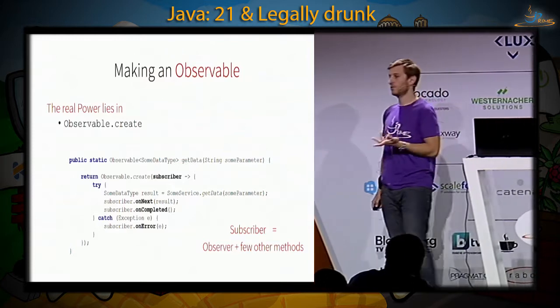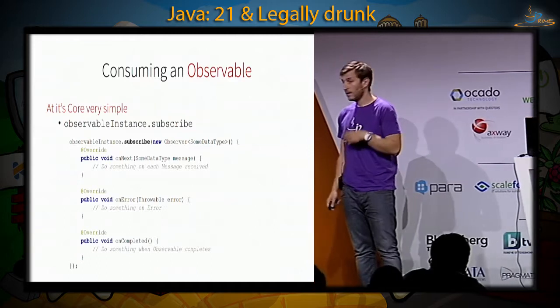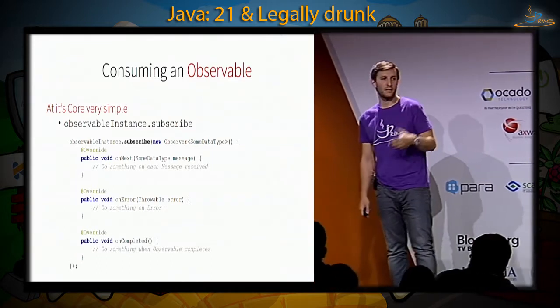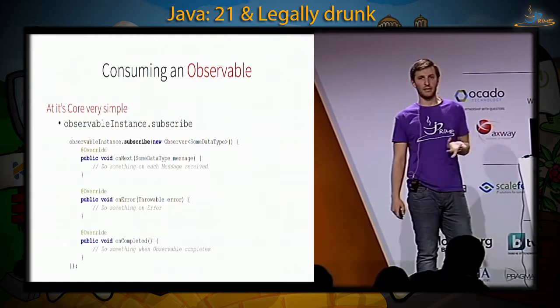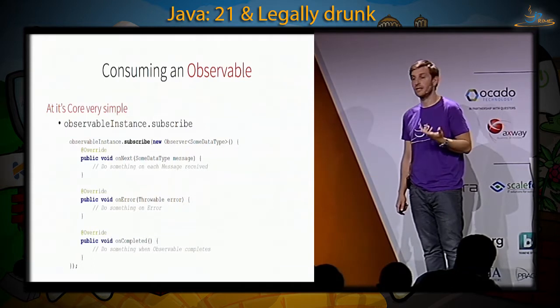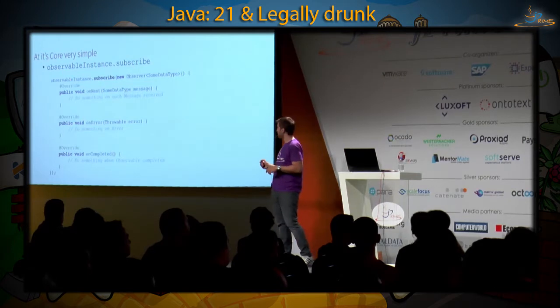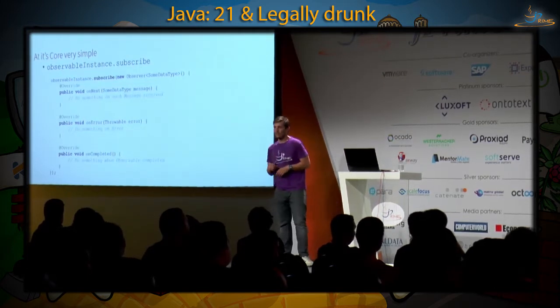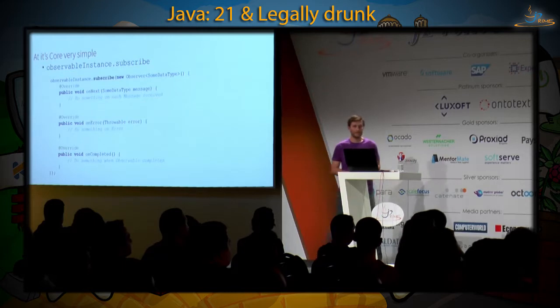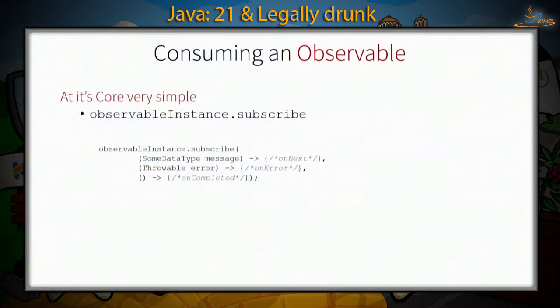Now let's implement our consumer. Again, at its core, it's very simple. How do we do that? Well, we have our observable instance, and all we have to do is call the subscribe method on our observable instance. And as an input parameter to that method, we give in an implementation of the observer interface. And this interface has three methods. It's the onNext, onError, and onCompleted, as you might have imagined, right? Now, this is pre-Java 8. If you want Java 8, then it gets even simpler. It goes something like this. So three lambda expressions for three methods. And that's it. That's all the magic.